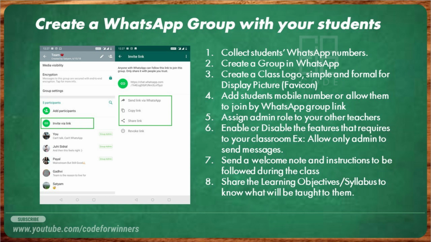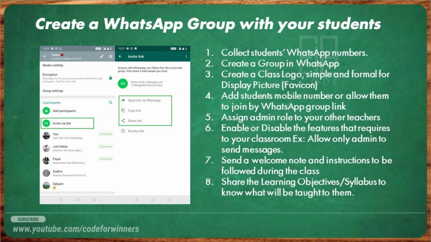Add the students' mobile numbers to the group, or else just share the WhatsApp group link and let the students join, and assign your teachers the admin role and enable them to send or share information to the class. You can also enable the students to participate and send messages in the settings. Make a welcome note and instructions before you start your class.